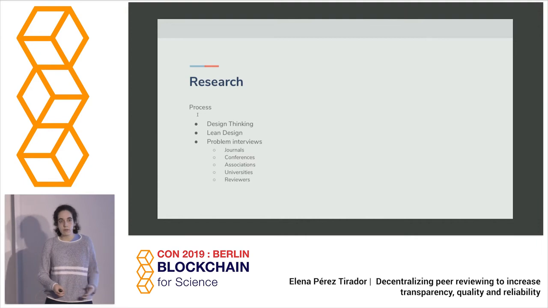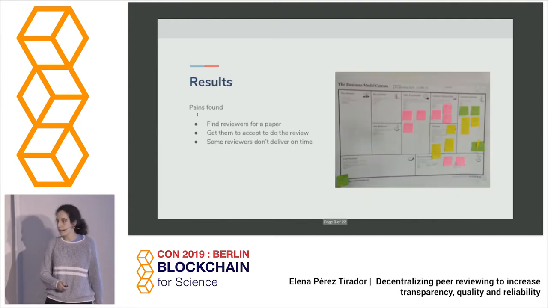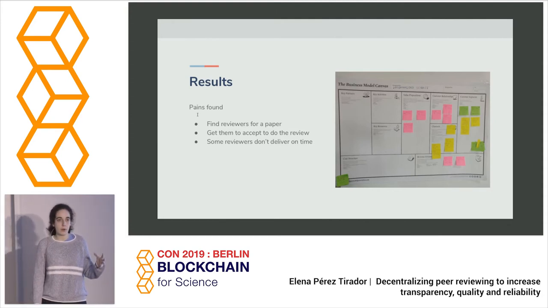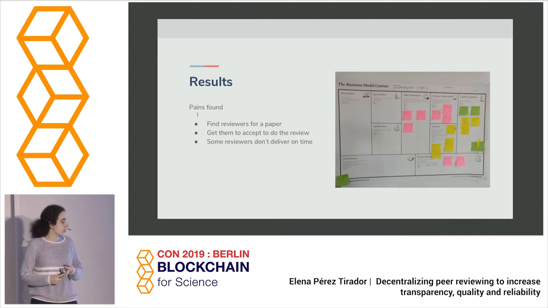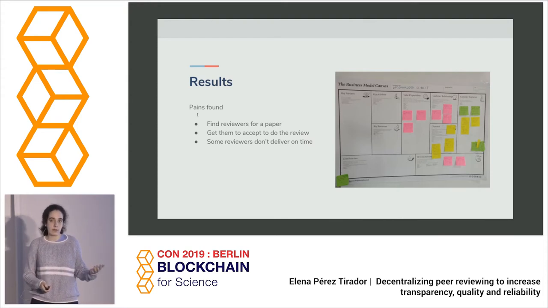By now, we have done several interviews with different actors of this system, such as journals, conferences, associations, universities, and reviewers. From these interviews, we found out that there are several problems that are shared among all the entities we interviewed. These problems are, first, finding suitable reviewers for a paper that have the needed knowledge of the field. Second, once these reviewers are found, getting them to accept to review the paper. And finally, once they have accepted, there are several possible outcomes. Some of the reviewers deliver on time, some of them do not, and some do not deliver at all.